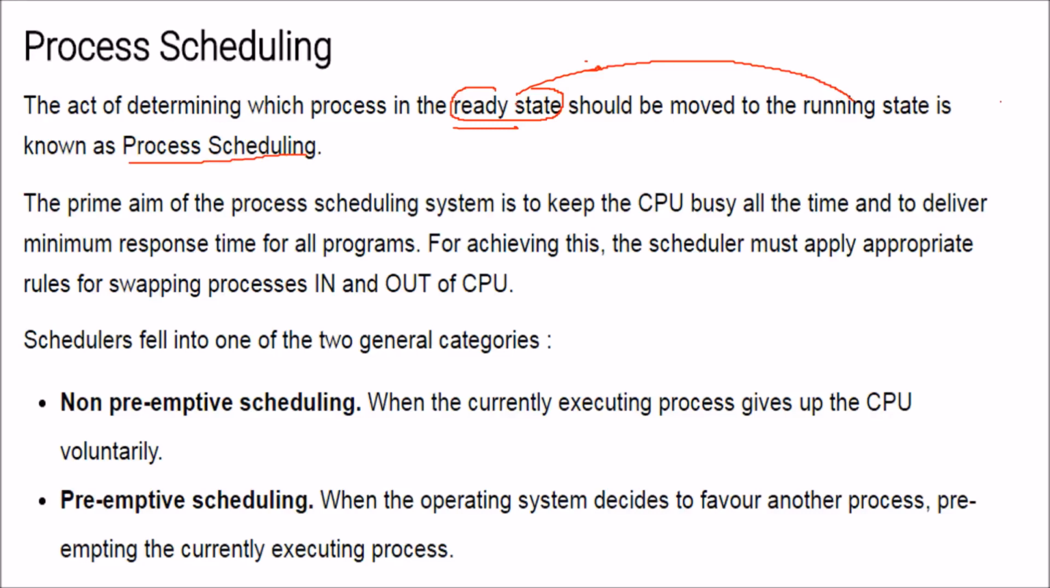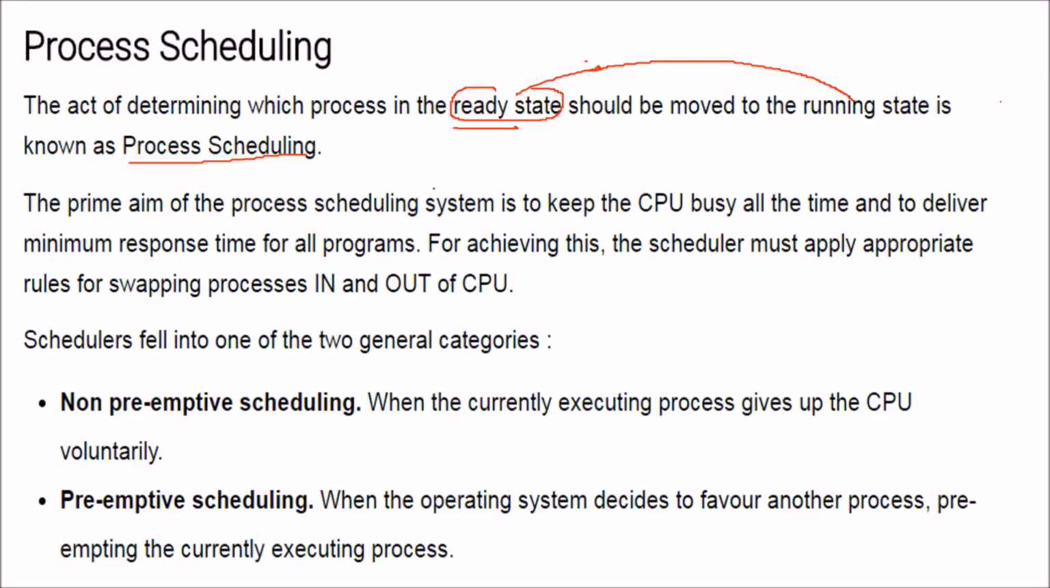Ready state means the process is ready to be taken control by the processor, so the processor can act on it. Now it is in ready state. Now who is going to decide which ready state process is to be given to the processor, that is, it has to come to the running state.